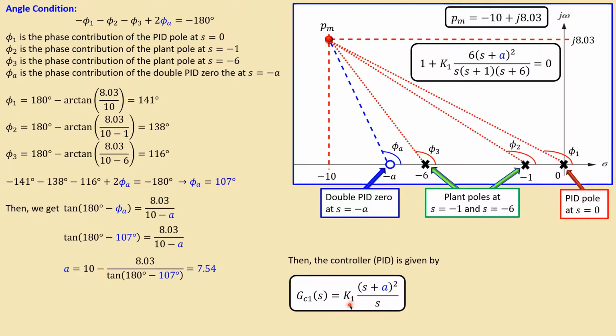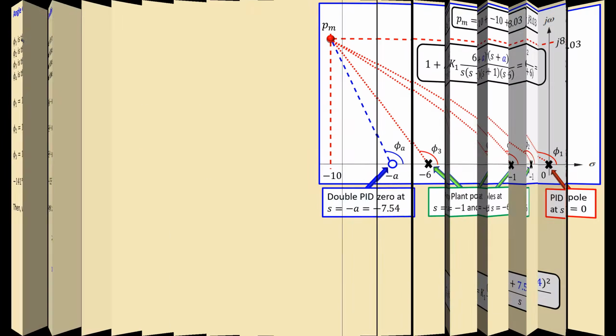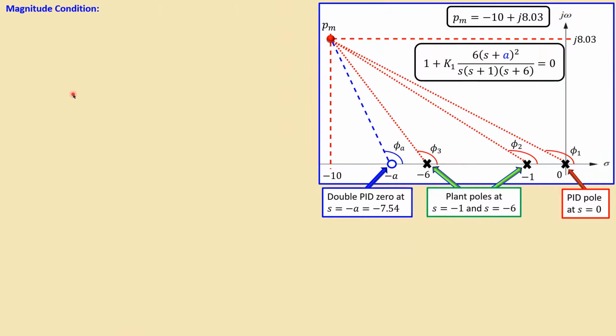Now we have now the PID controller, one of the parameters actually, because the A was an unknown, also the K1. We have now one unknown determined. Now we have the controller one so far as given by this expression. All right, the next step is then the magnitude condition. So we have done now the angle condition. Let's move on to magnitude condition, which is then using the Root-Logos equation again.